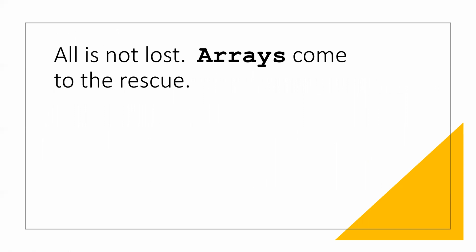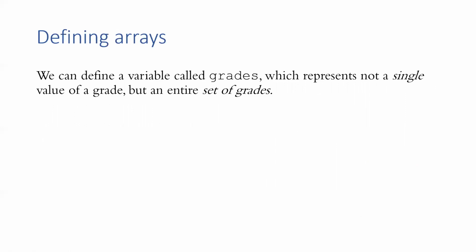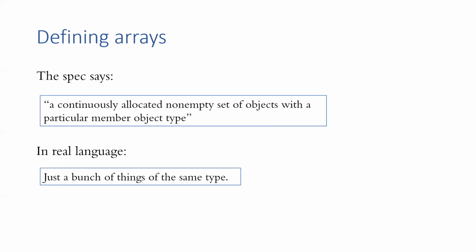Okay, so all is not lost. Arrays come to the rescue. So how do we define arrays? We can define a variable called grades, which represents not a single value of a grade. Do you remember what a variable that has only a single value is called? If you remember, a variable with only a single value is what we call a scalar variable. In contrast, an array is a variable that represents not a single value of a grade, but an entire set of grades.